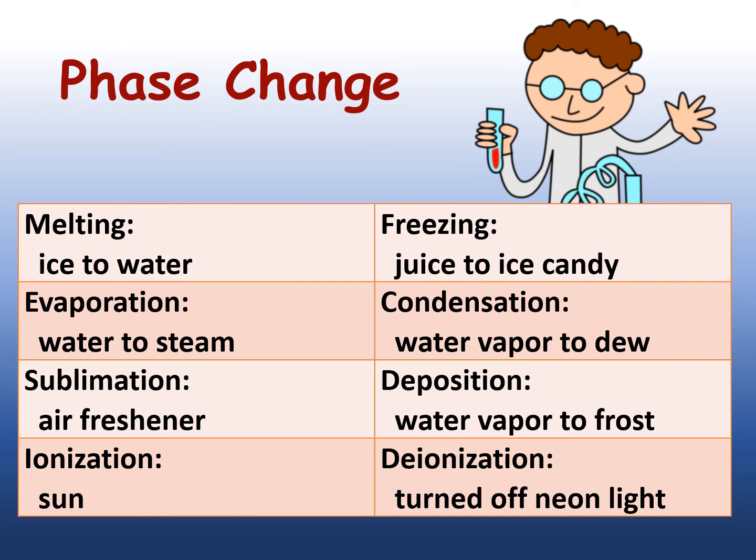For the ones that remove energy from the matter, we have for freezing, juice to ice candy. For condensation, we have water vapor to dew. For deposition, we have water vapor to frost. And for deionization or recombination, we have turning off neon lights or turning off fluorescent bulbs.